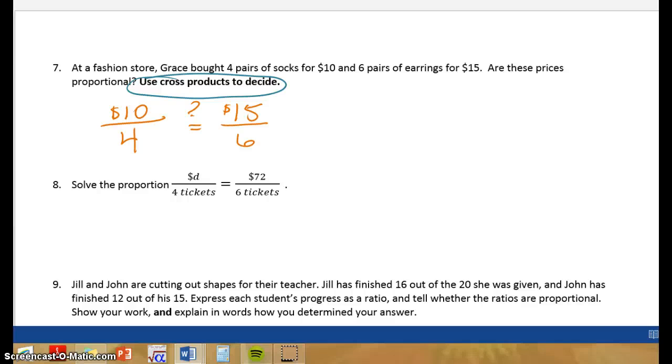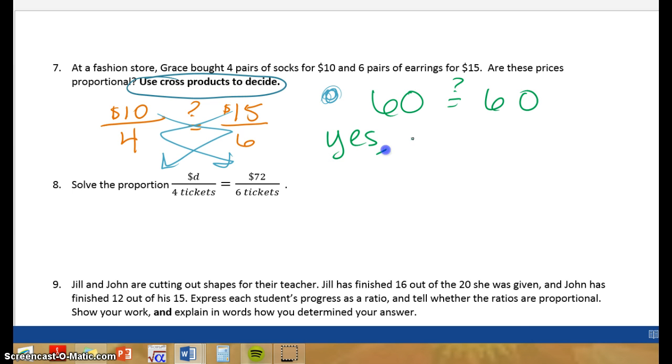So now we're going to find our cross products again, like it told us to do, but we knew to do that anyway. I'm going to move it over here, since I don't have enough room underneath. And 10 times 6 is 60. We're going to see if it's equal to 15 times 4, which is also 60. So yes, these prices are proportional.